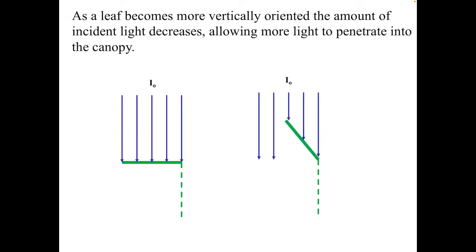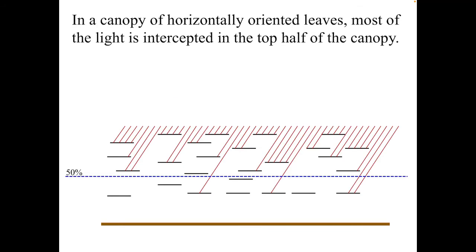This is just the light. The blue lines represent the light coming through. So a leaf that's flat is going to absorb a lot of light individually, but it's not going to allow light to penetrate through the canopy. So lower leaves are not going to get as much light. And this is kind of the same thing. In a canopy of horizontally oriented leaves, most of the light is intercepted in the top half of the canopy.